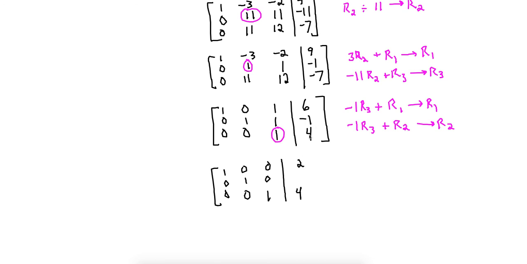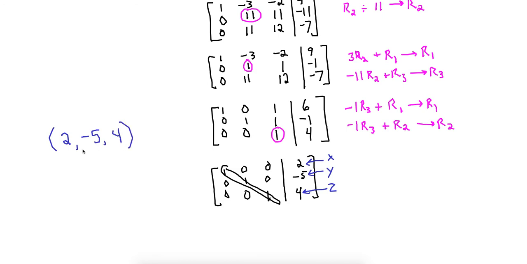4 times -1 is -4. -4 minus 1 is -5. And so we have our 1s along this main diagonal and 0s elsewhere, which means our solution is x is 2, y is -5, and z is 4. So the ordered triple is 2 for x, followed by negative 5 for y, followed by 4 for z.